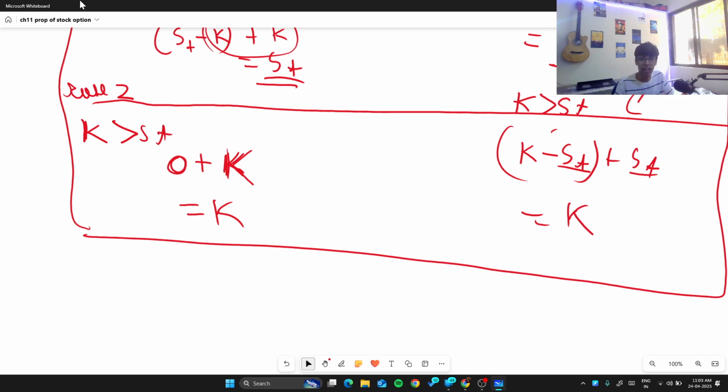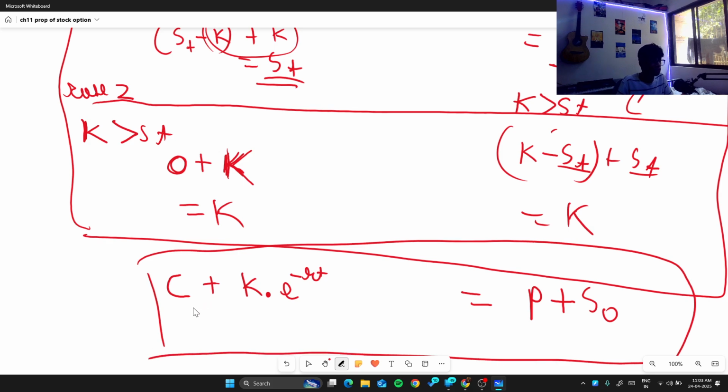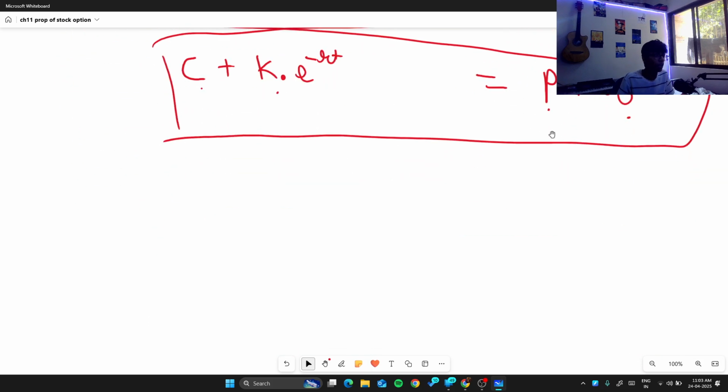So can we write this? The call option value plus discounted K times e to the minus rT is equal to the value of the put plus S0, because our portfolio consists of a call option and a zero coupon bond, and a put option and S0. So we have derived the call put parity, and that's the formula of call put parity.